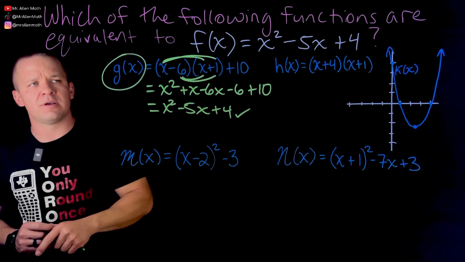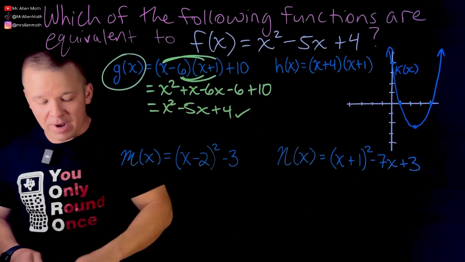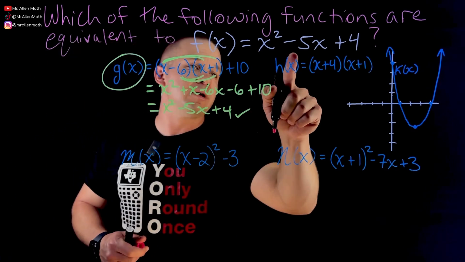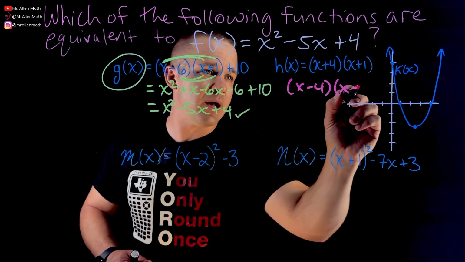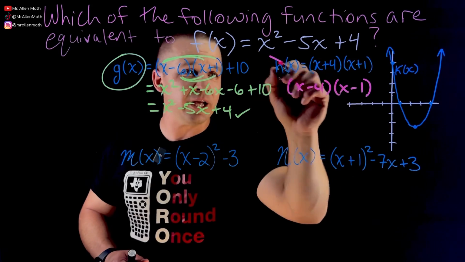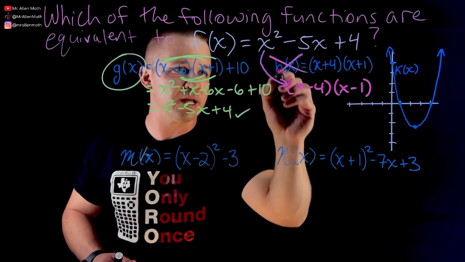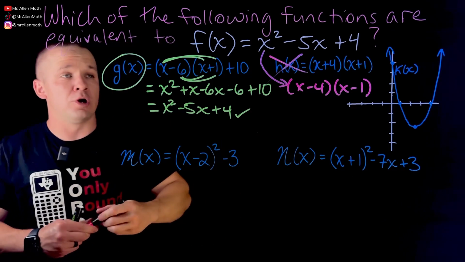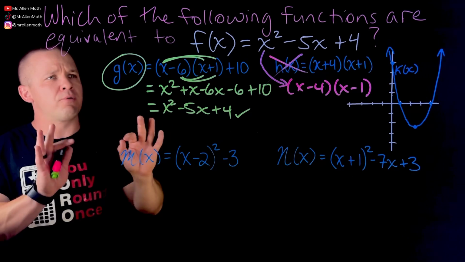How about h of x? Well, I did just say that if we were to factor x squared minus 5x plus 4, we would get x minus 4, x minus 1. So this is clearly not going to be one of my solutions here. You could maybe put this next to the problem and say, hey, this is the factored form. You could also FOIL this one out and put it into standard form. But I think that one is pretty straightforward.